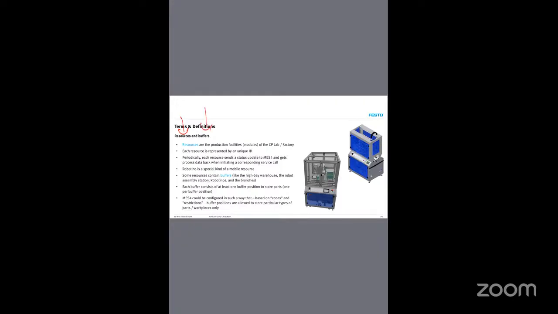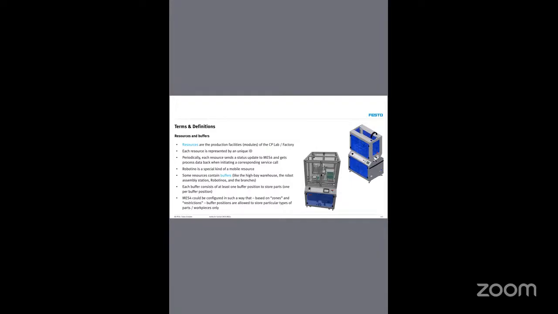In a factory, every machine is a resource. For example, Robotino is a resource. Magazine is a resource. Press station is a resource. Pick by light is a resource. Assembly station is a resource. Warehouse is a resource. Then buffer means temporary storage area.